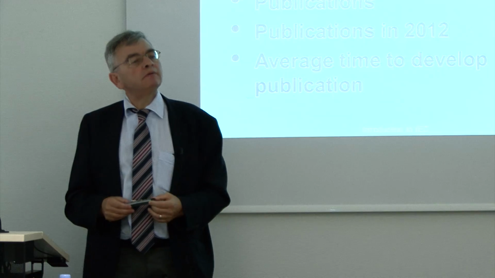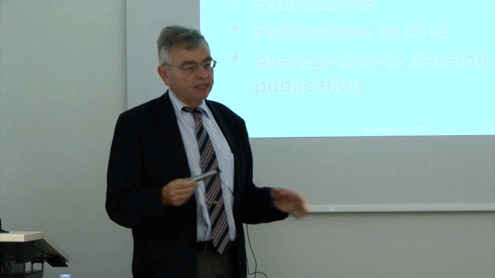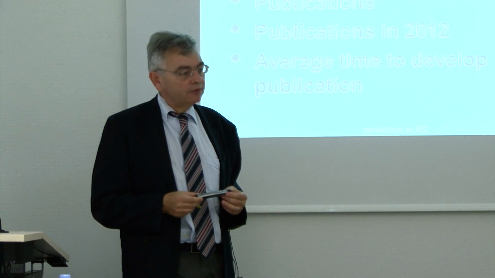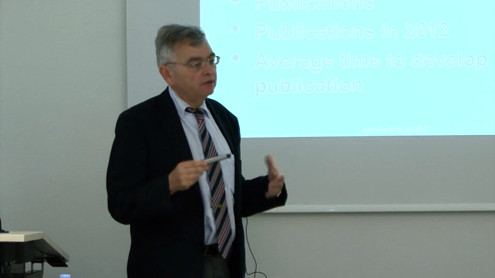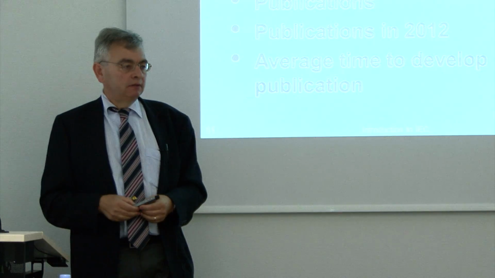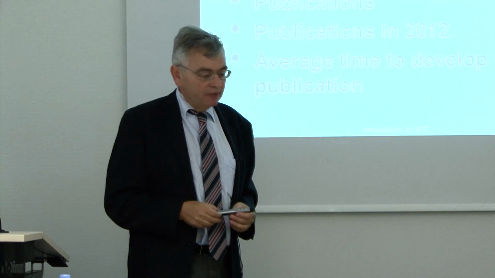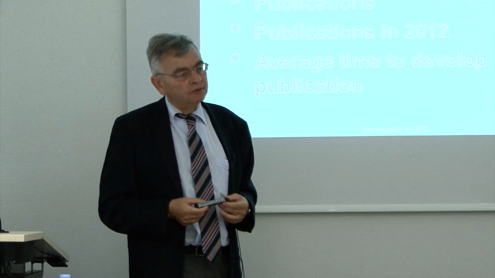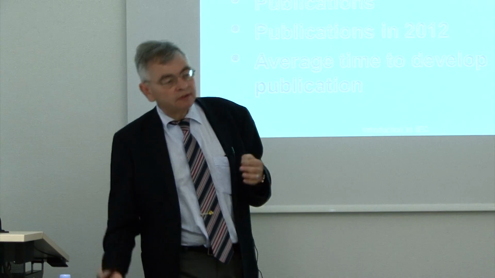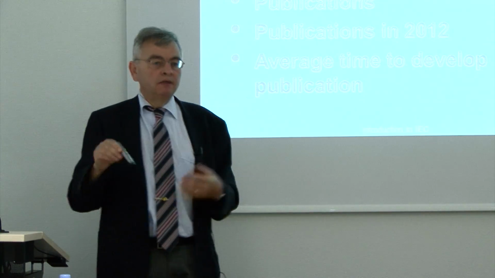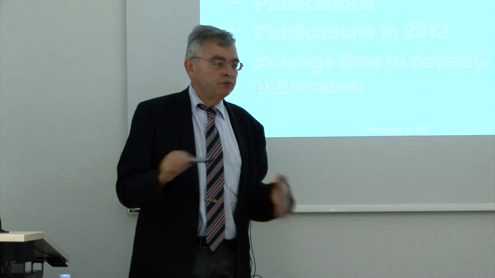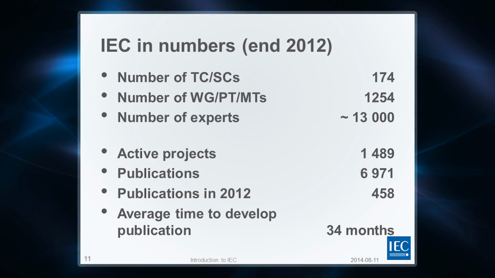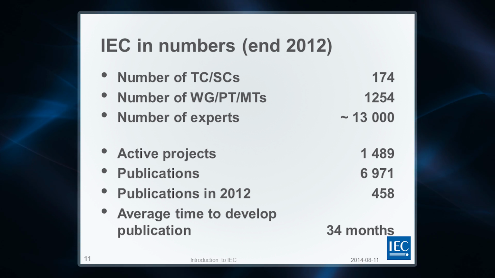At any time, we've got about 1,500 active projects. These are projects that people are working on, standards that are being written at any one time. The catalogue, the number of publications that you can buy today, is just under 7,000. It's probably a bit over that now. And in any year, we publish just a bit under 500 standards. Now, some of those are revisions of existing standards. But obviously, a lot of them are new standards dealing with new technology or whatever. It takes us a bit under 3 years, on average, to develop a standard.